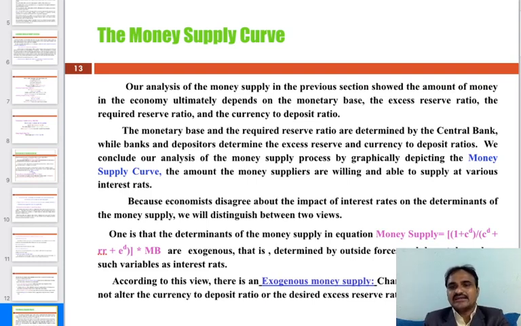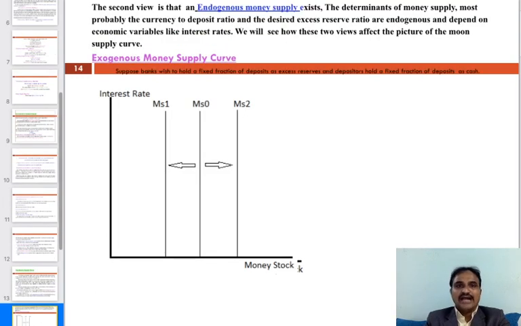Because economists disagree about the impact of the interest rate on the determinants of money supply, we will distinguish between the two views. One is that the determinants of money supply, that is (1 + ED + CD) / (RR + ED + CD) multiplied by MB, are exogenous. That means the interest rate does not influence them; they are determined by outside forces. According to this view, there is an exogenous money supply. Changes in interest rate do not alter the currency deposit ratio or desired excess reserve ratio of banks.